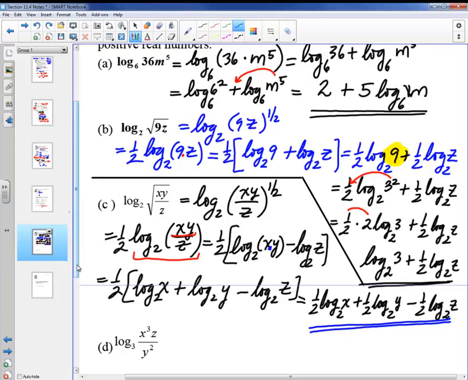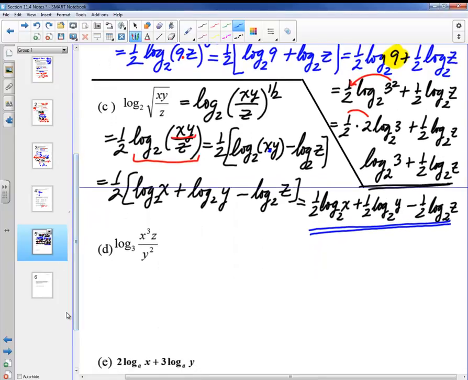Now here is another example, and this one is log base 3 of x cubed z over y squared. So that is a quotient. So I start right away and I break it into a difference. So I have log base 3 of x cubed z minus log base 3 of y squared. And I'm going to take care of the powers, but I'm more worried about the fact that I have a multiplication here. So I'm going to use the product rule.